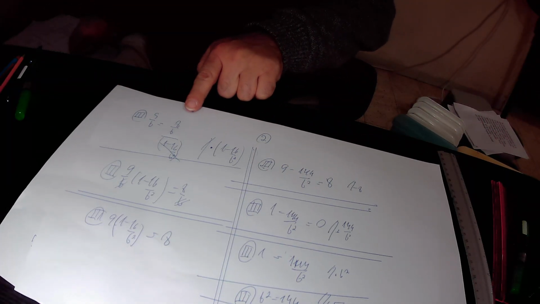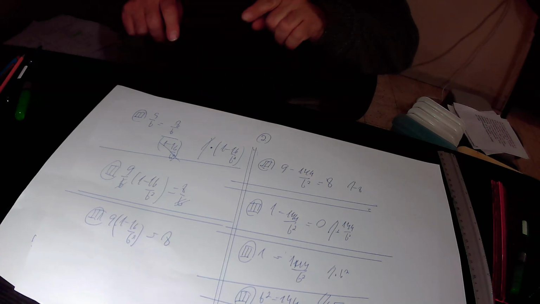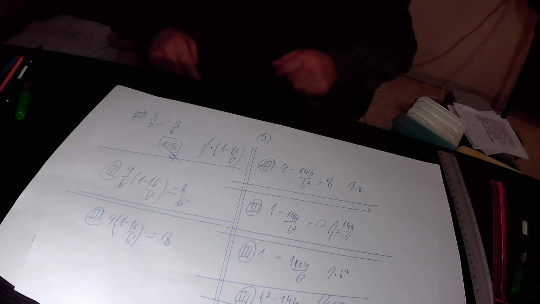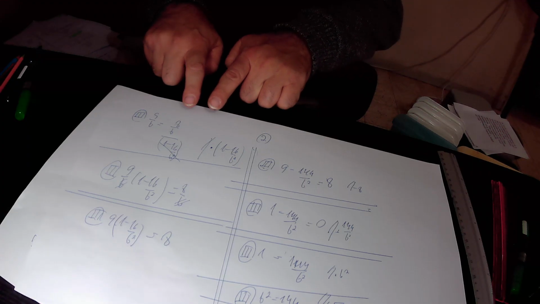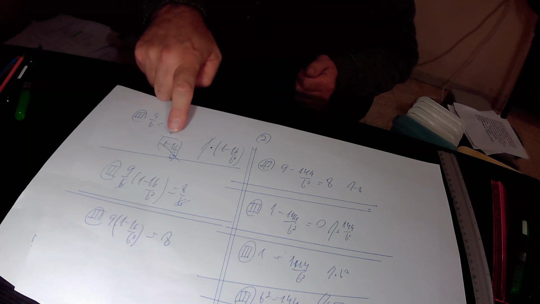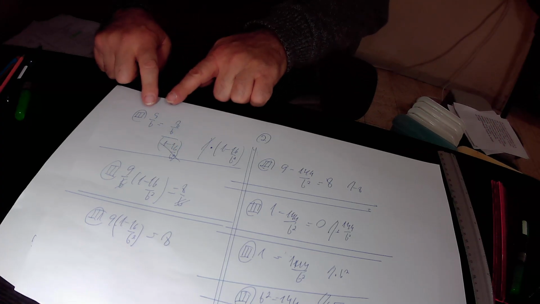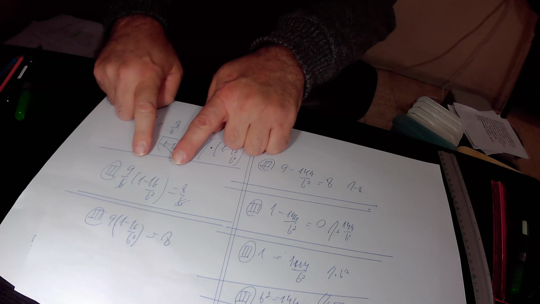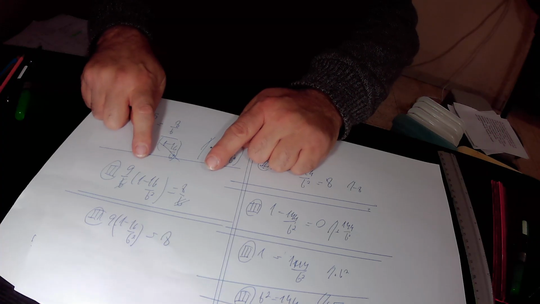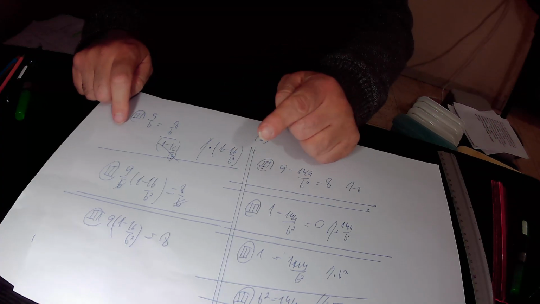9 over B equals 8 over B over 1 minus 16 over B squared. So here we multiply this equation by 1 minus 16 over B squared. On this side of the equation we have 1 minus 16 over B squared over 1 minus 16 over B squared, that is 1. So this expression gets cancelled, and on this side we are left only with 8 over B, but here we multiplied 9 over B by 1 minus 16 over B squared. So according to equation 3, we found out that 9 over B times 1 minus 16 over B squared equals 8 over B.